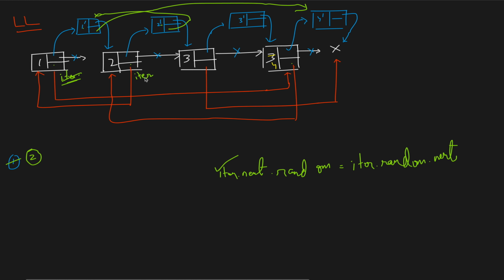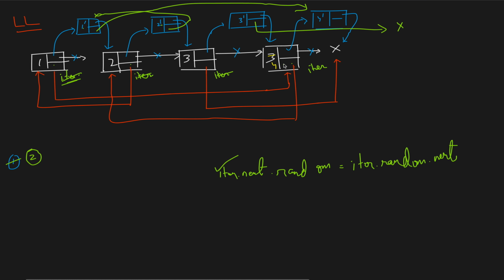After that, again I move iter by 2 steps. Why am I moving by 2 steps? Because I don't want to go through the deep copy nodes. Now we are at the third node. Again, we can do the same thing. We can see that 3 is pointing to null. Now, whenever it is pointing to null, you can simply point the next to null. You don't have to do anything else. That's an easy step.